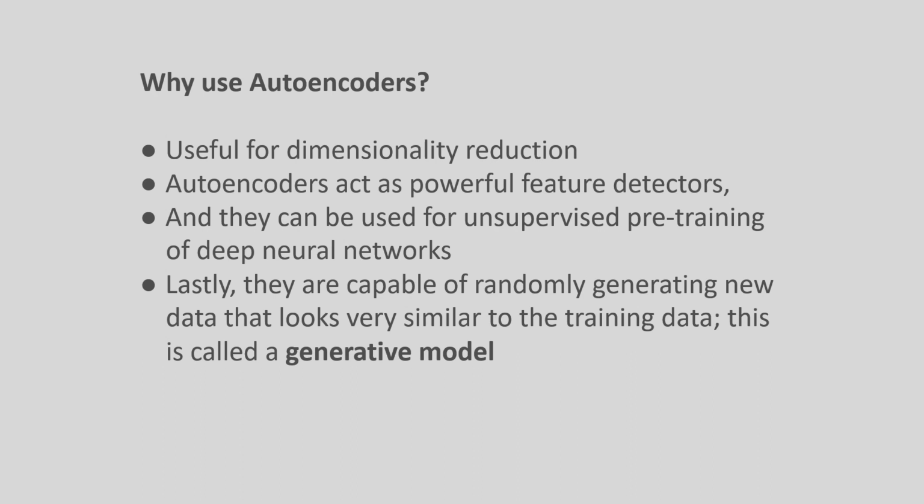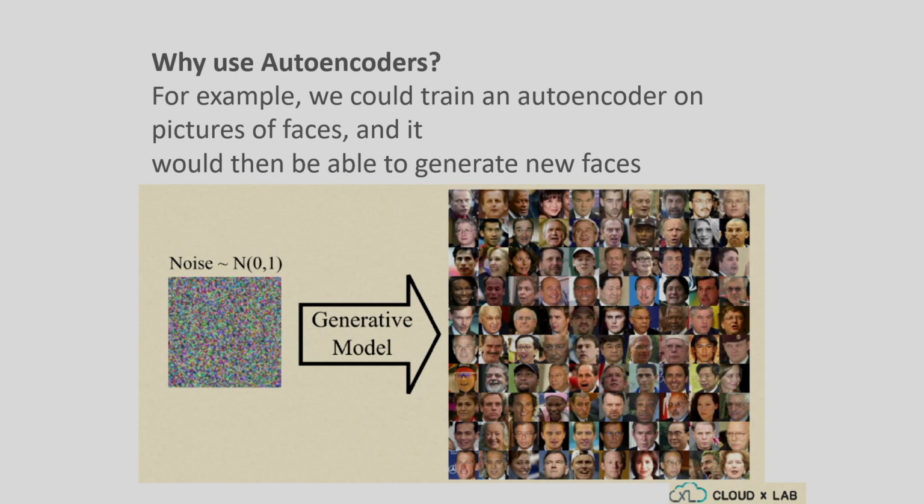One important point is they are capable of randomly generating new data that looks very similar to the training data, and that is called a generative model. I can give one example of a generative model in my next slide. Here you can see, for example, we could train an autoencoder on pictures of faces, and it would be able to generate new faces. So that is the generative model. Here you can see I am considering the autoencoder, and we can train it on pictures of faces, and suppose I am considering these images.